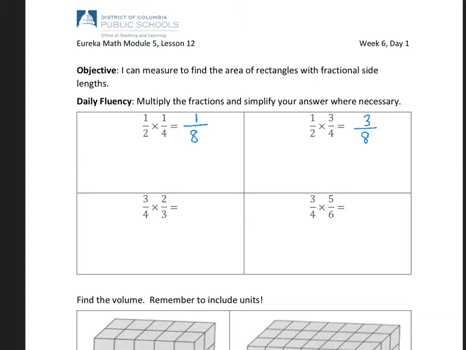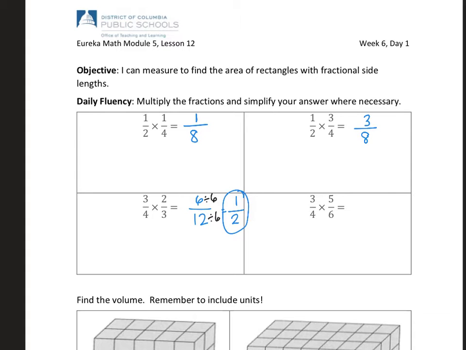Then I have 3/4 times 2/3. Again, 3 times 2 gives me 6, and 4 times 3 is 12. I want to ask myself, what's the largest number that goes into both 6 and 12 evenly? I know that I'm going to divide by 6 to simplify this fraction. 6 divided by 6 is 1, and 12 divided by 6 is 2. So my final simplified fraction is 1/2.